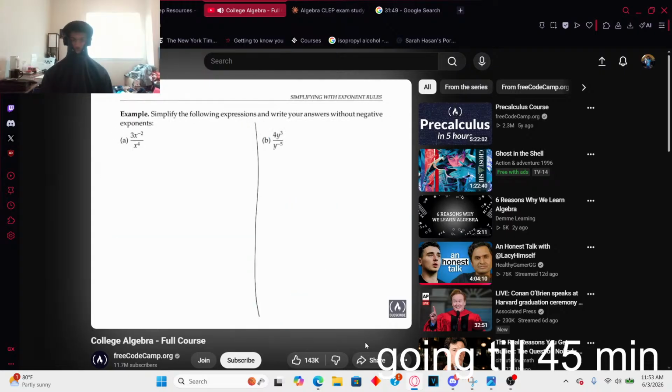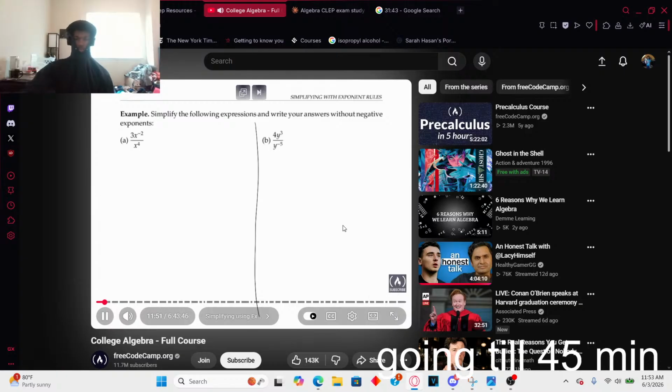For our first example, we want to simplify 3 times x to the minus 2 divided by x to the 4th. There's several possible ways to proceed.